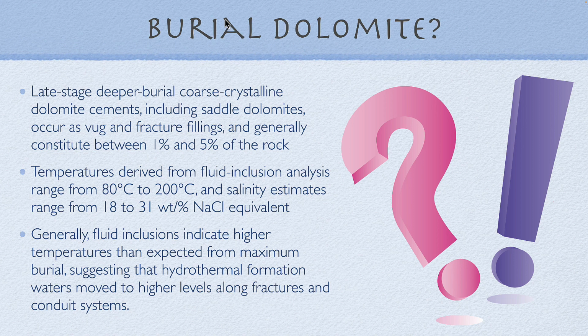If we look at the temperatures, the homogenization temperatures are quite warm, ranging from 80 to 200 degrees centigrade, and the waters from which they form show variations between 18 and hypersaline 31 weight % NaCl. Generally, the fluid inclusions in these coarse sparry dolomites, which often have saddle textures, have much higher temperatures than we expect from their maximum burial depths. It's implying that hot, warm fluids have entered into these systems, hotter than the adjacent carbonates, and they've moved into these higher levels, typically along focusing fractures or fault and other aquifer conduits.